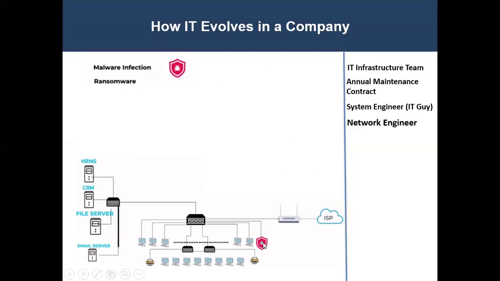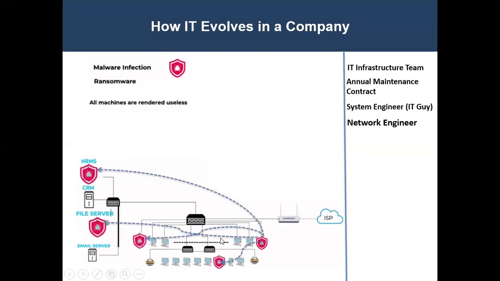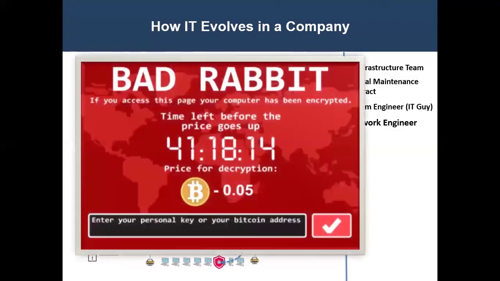Then suddenly it spreads to all the systems, because all the machines are on the same network and all of them get affected. So all the machines are rendered useless. Ransomware has attacked the entire system and it's blocked, and the attackers say to pay a certain ransom in order to get access to the data. These are the possible ways, right?